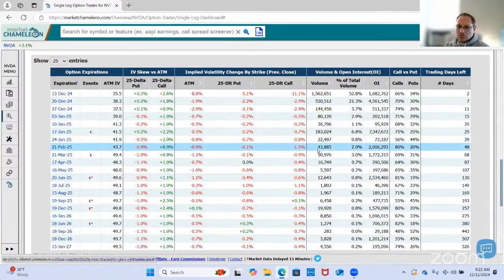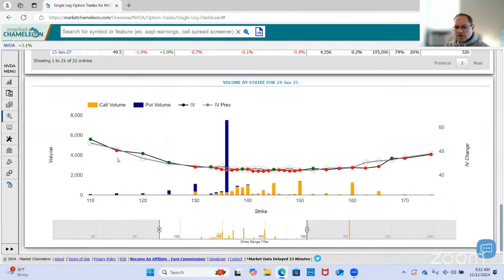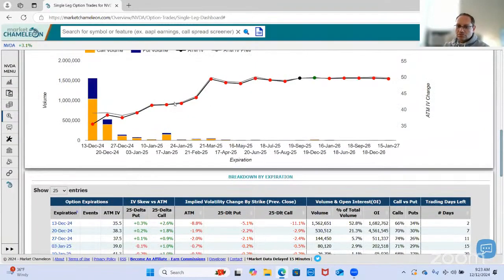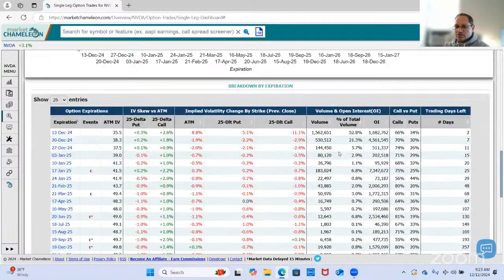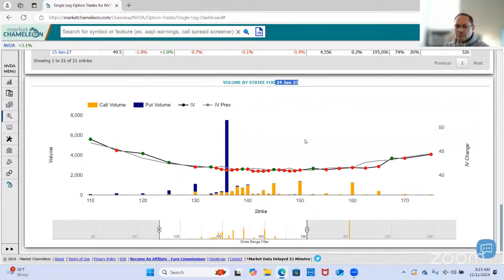I'm going to click on the January 24th expiration here. And here we get this chart, right? This chart shows us the different strikes, and it's similar to what we saw over here. It's a similar situation, except below, these are different strikes for the same expiration, January 24th expiration.